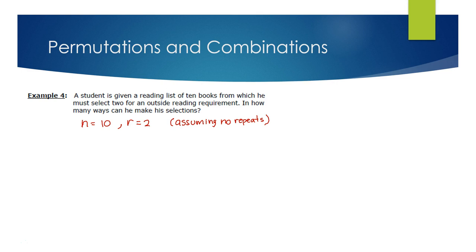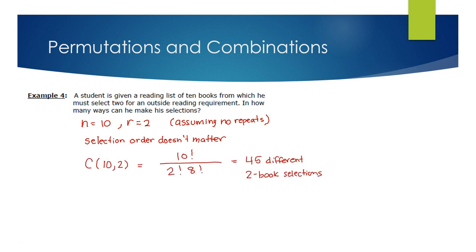No, in the end, he's reading the same 2 books, so it really doesn't matter. So we know that the selection order doesn't really matter for this. So this stands to be a reason for combination. So I can set it up just like this and say, okay, if I do 10 factorial over 2 factorial times 8 factorial, I would get 45 different 2-book selections.